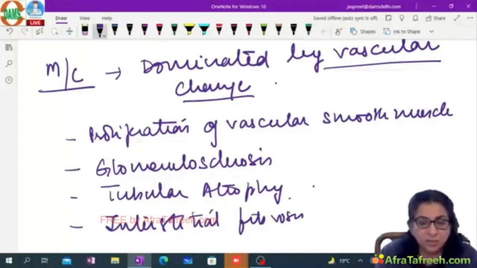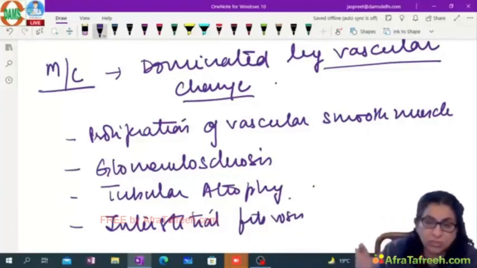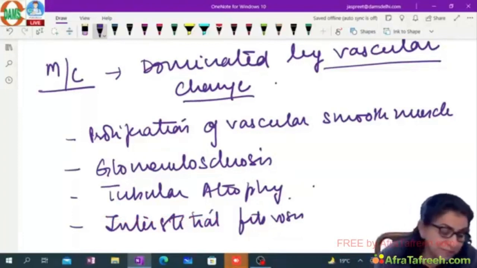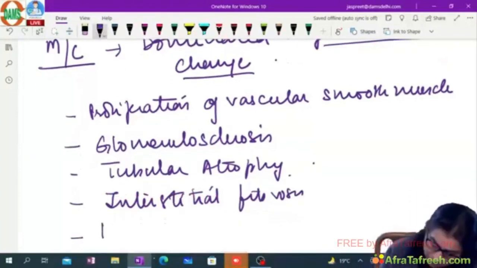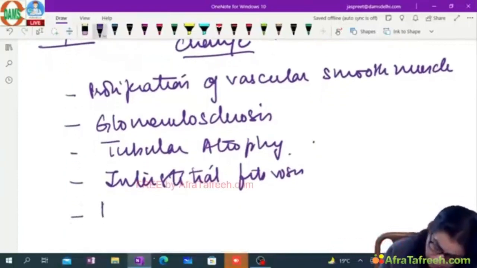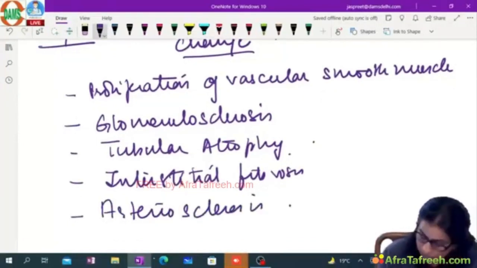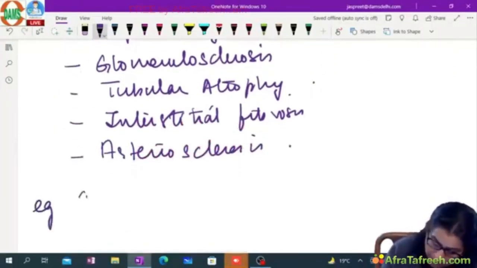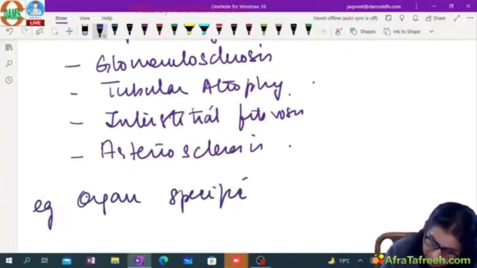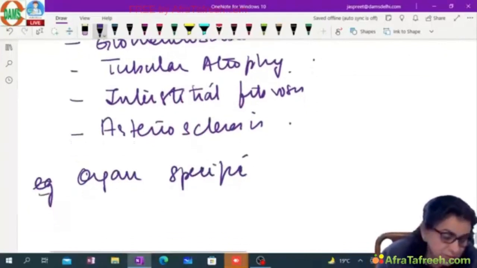The tubules of the grafted kidney undergo atrophy. The glomeruli undergo sclerosis. And in the blood vessels, the vascular smooth muscle is proliferating. And it is dominated by vascular changes, there is arteriosclerosis. Okay, examples. Let us see organ-specific examples of chronic rejection.